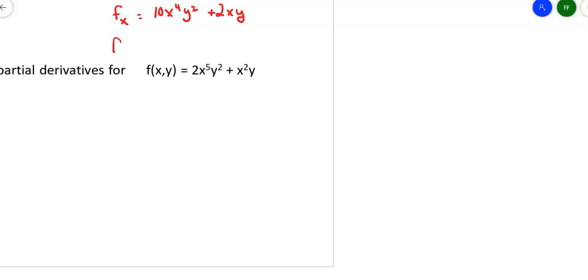All right, what is the first partial derivative with respect to y? First partial with respect to y, now the 2x to the 5th is your constant. Drop the 2 from here in front, and I end up with a 4x to the 5th y. And then again, the x squared is your constant, so x squared, right? Derive something y to the first, becomes just that coefficient.